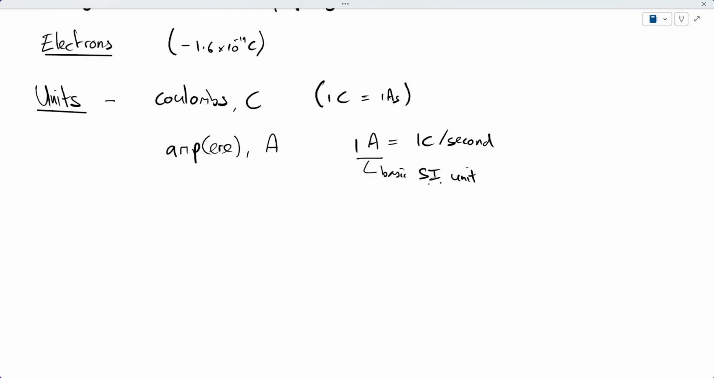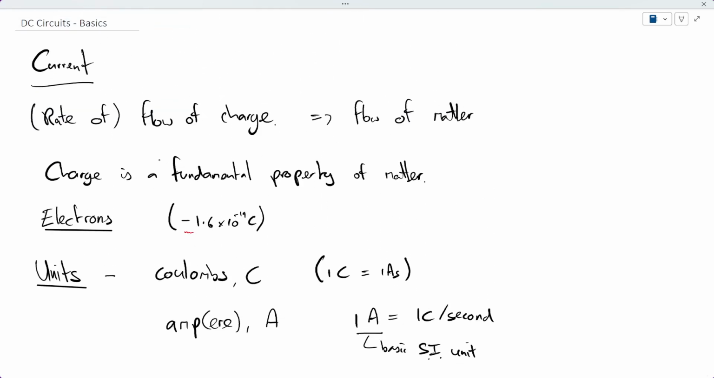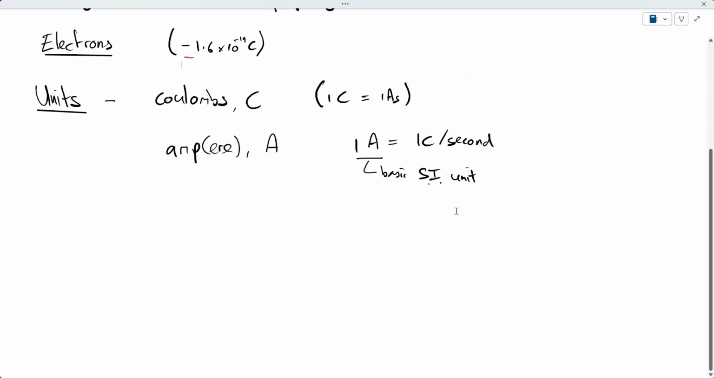The other thing I'll say about electrons, since they're the thing that commonly moves in a circuit, it is really important to note this minus sign. Electrons actually have a negative charge, and since we define current as the rate of flow of charge, we think about how much charge is flowing. That leads to something that can frustrate people.